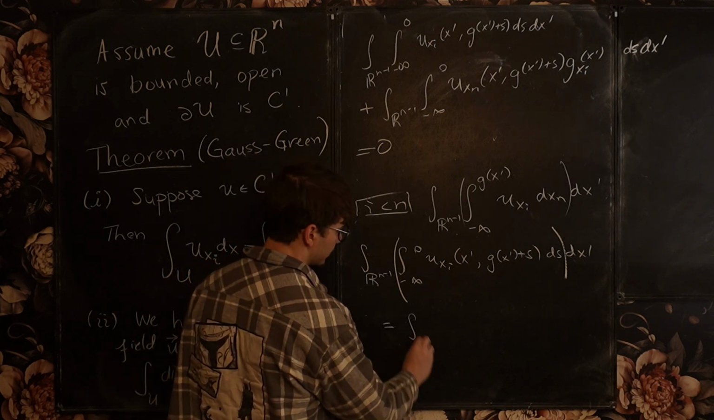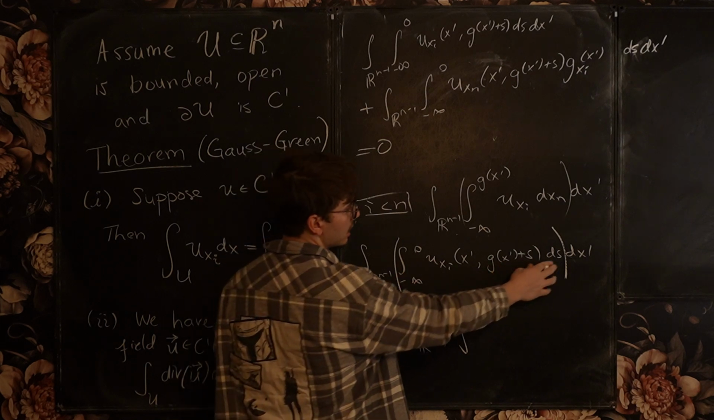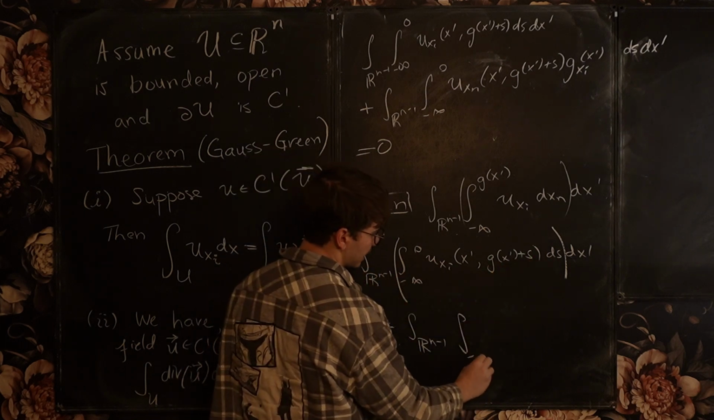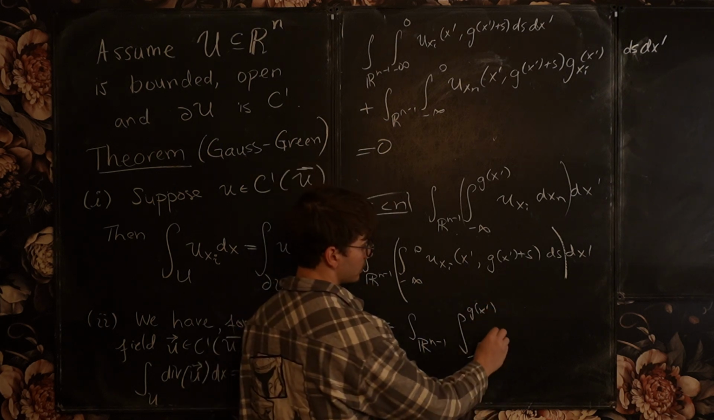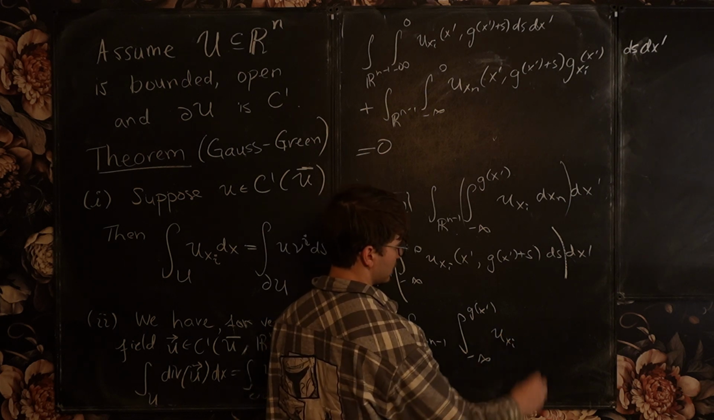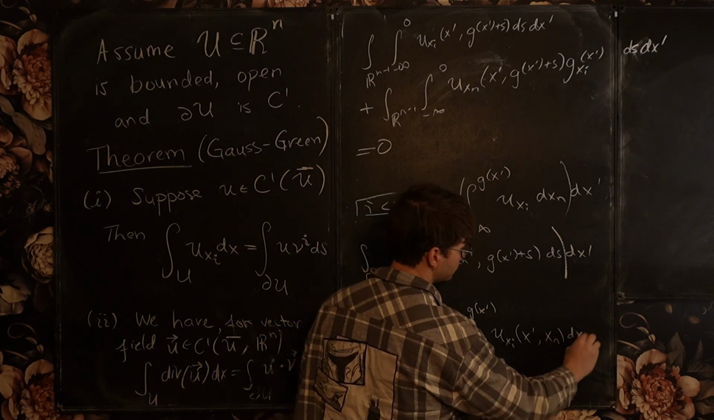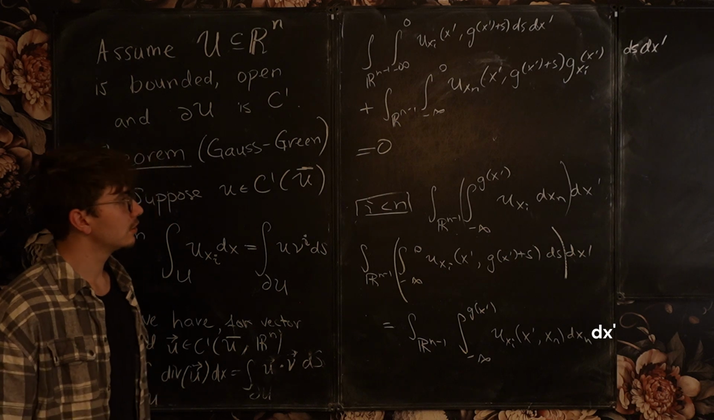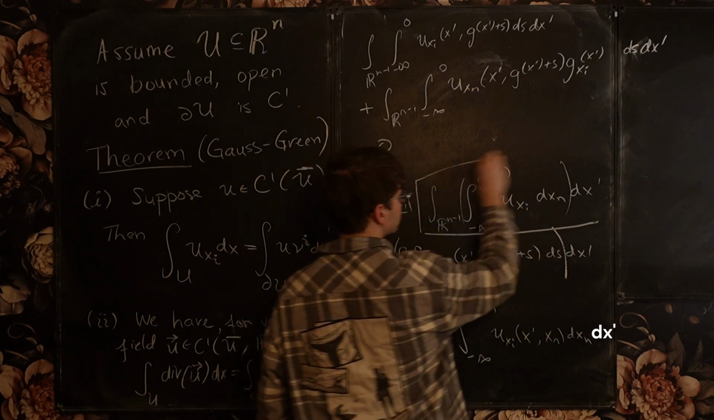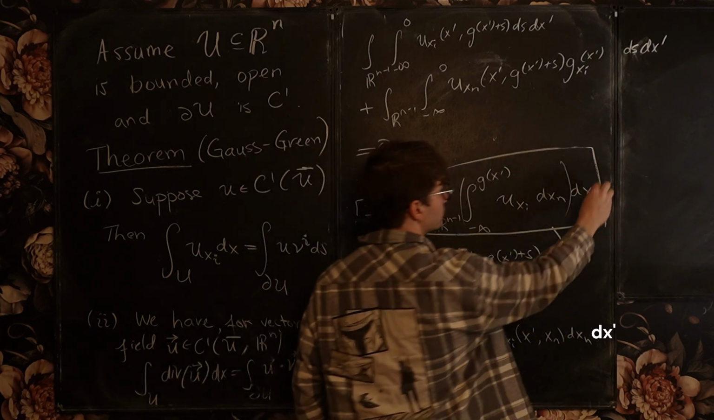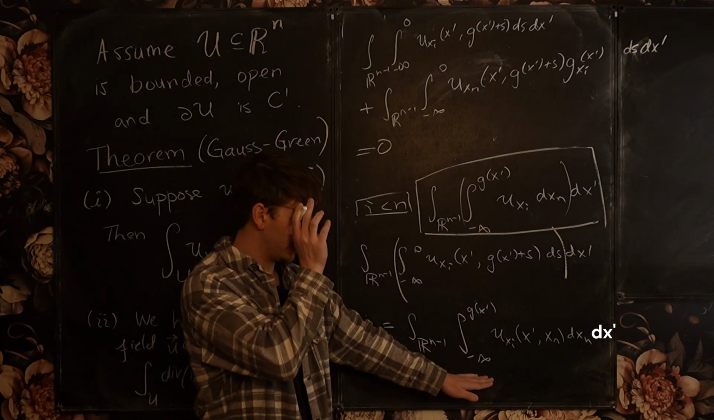In particular, this is again just a u substitution from one-dimensional calculus. This is going to be equal to the integral over Rn minus 1. And now I just shift the bounds of integration and my integration variable. So this is just from negative infinity to g of x prime of u_xi of x prime, xn dxn. Okay? Wonderful. So that's precisely the integral that we're trying to evaluate here.